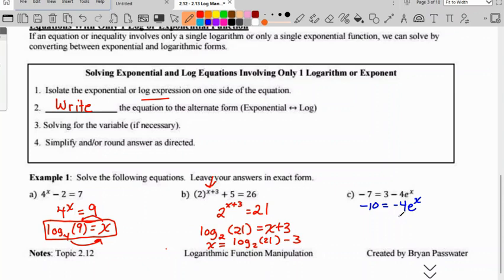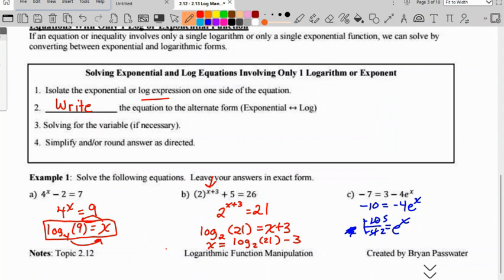We'll divide by negative 4 because we want to get rid of the 4 as well. So that's going to give me negative 10 over negative 4 equals e to the x. Okay, those negatives cancel. That simplifies down to 5/2. So that gives me e to the x equals 5/2. And now that we isolated the exponential expression, we're ready to rewrite it in logarithmic form.